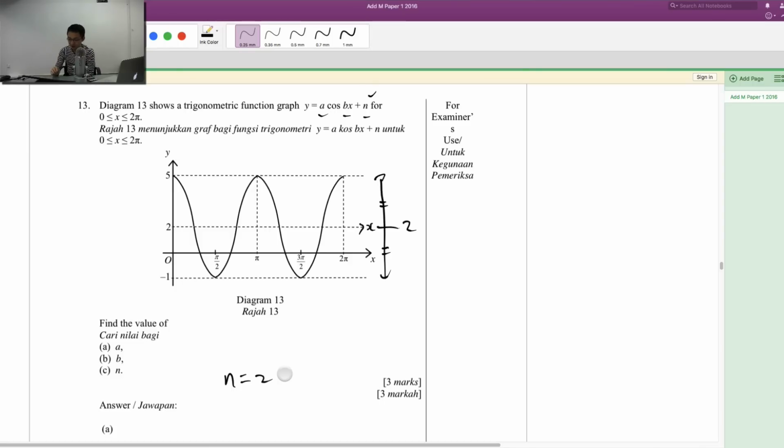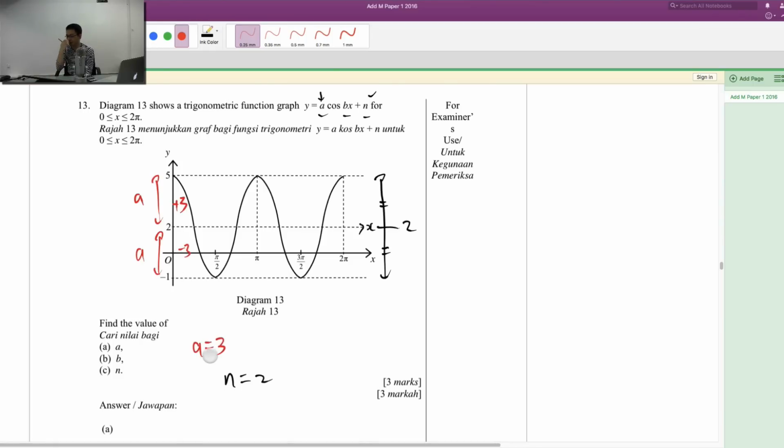All right, and if a is the amplitude, the amplitude is measured from the new x-axis. So this y equals 2, I call it the new x-axis. So this one will be your a, or this one can be a. So 2 obviously is plus 3, this is minus 3. Do you see that? Minus 3, plus 3. So a equals 3.